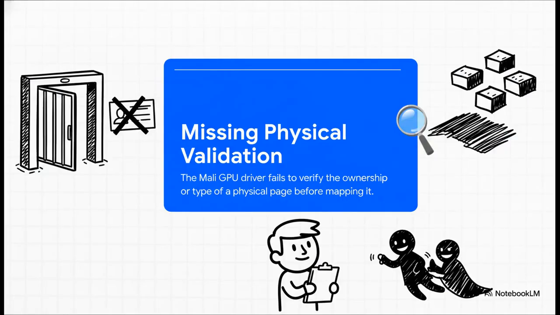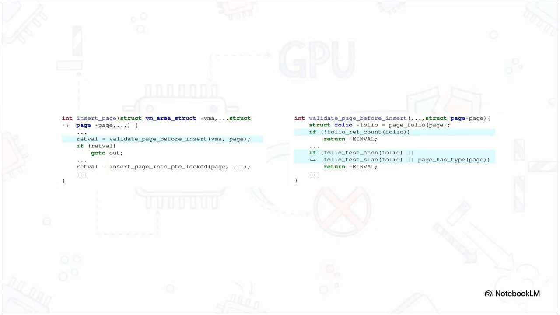The second lethal sin is all about misplaced trust. The Mali driver, when it gets certain requests, simply doesn't check what it's being asked to map. It just assumes that any physical address it's given is a legitimate GPU-owned page. It never bothers to actually verify the ownership or the type of that page.